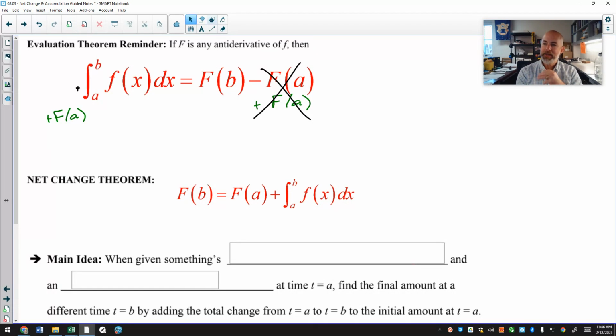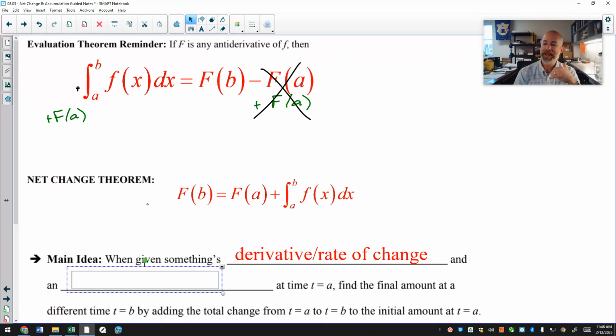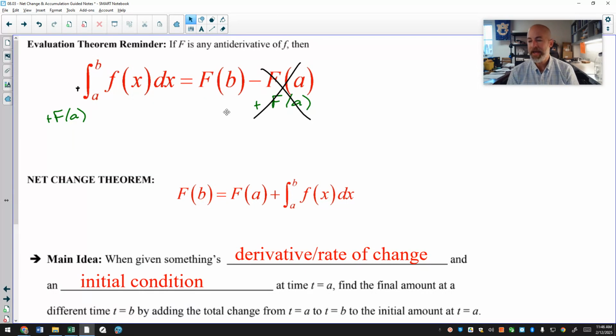And the main idea behind this is that if you are given something's rate of change, it could be worded like this, where cap F is the antiderivative. If you have something's rate of change or derivative and you have some initial condition, you can find the amount at a different time by adding the total change from a to b. So let's look at, I'm going to underline this part, the total change from a to b. That's what the definite integral finds.